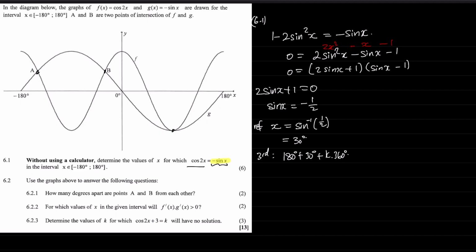Right? That means we're going to get 210 plus k 360. That's going to be one value. Okay? The next one, well, the fourth quadrant is going to be 360 minus. So 360 minus 30 plus k 360. That means x is equal to 330 plus k 360.